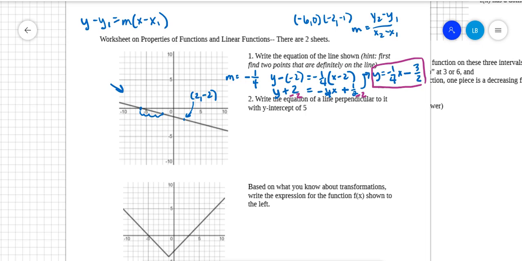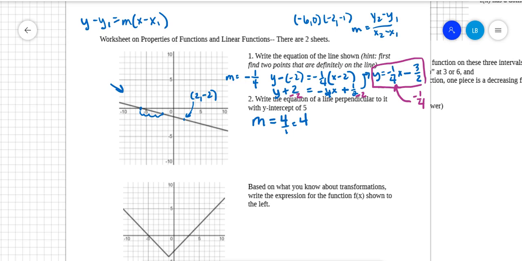All right, now next thing, write an equation of a line perpendicular. Well, the first thing we always need in writing the equation of a line is the slope. So perpendicular means I need the negative reciprocal of what was before. My slope before was -1/4. So my slope now, I've got to turn it upside down, and if it's negative, I need to make it positive. So 4/1 equals 4.